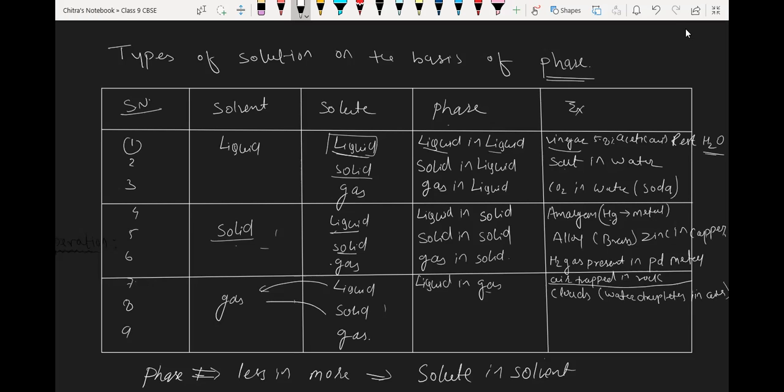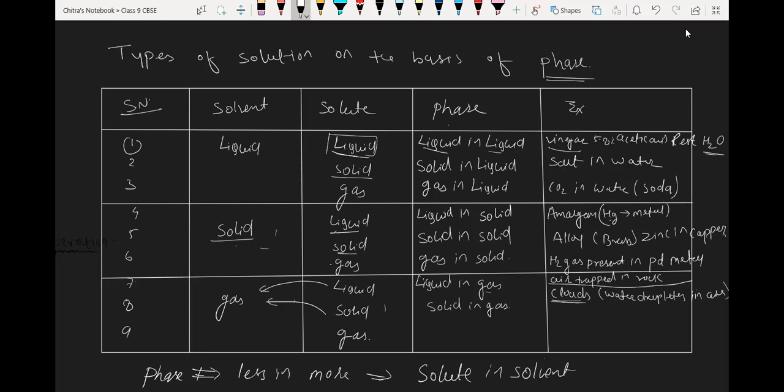Then we have solid in gas. Sir, cloud is an example of liquid in gas, right? Yes. Here we are in a cloud also, no? Even dew, dew point, yes, it is also an example of the same. Okay, next we have solid in gas, like solid ice.